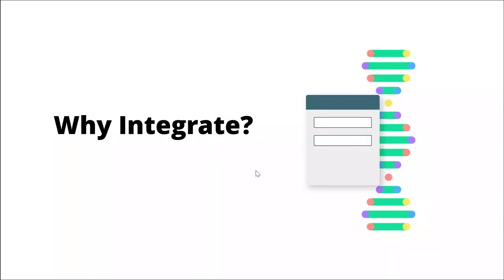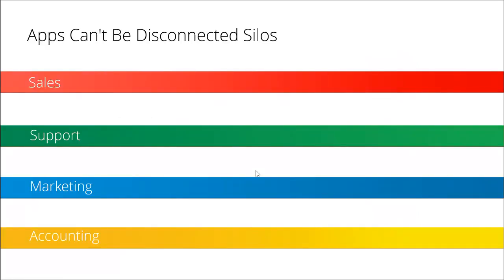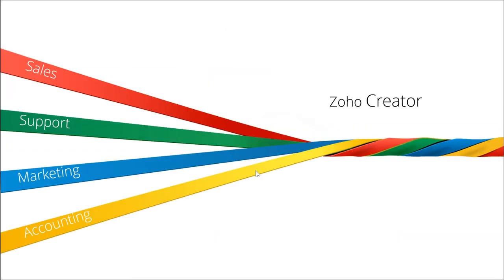So why, first of all, do we integrate, and how do we integrate here? We integrate because the apps that we build in Creator can't simply be disconnected silos, right? We want to put them together in use. Let's say there's an organization that has different apps, for example sales, support, marketing, accounting, etc. At some point, we might want to put all of them together, we might want to collaborate these apps, and that's when we use Zoho Creator.